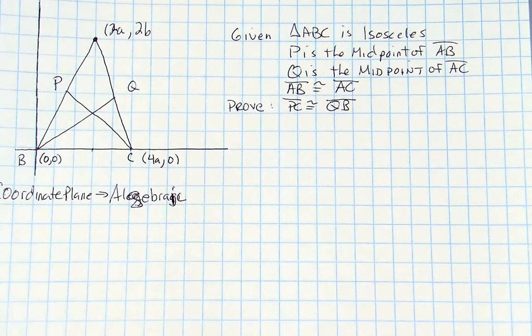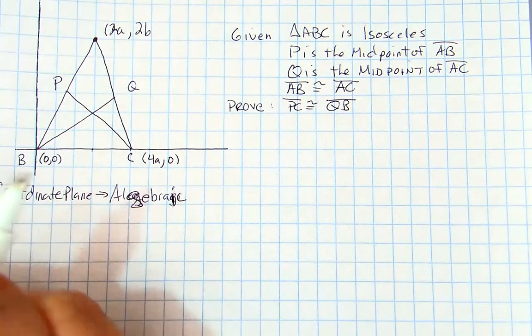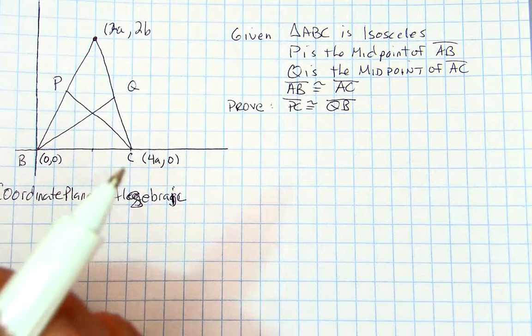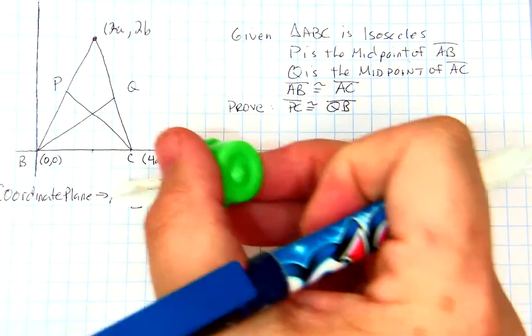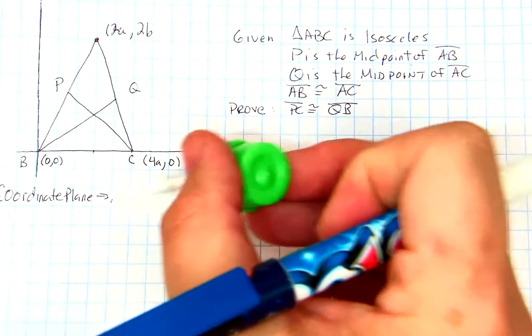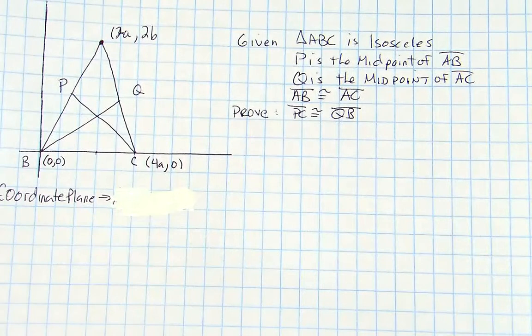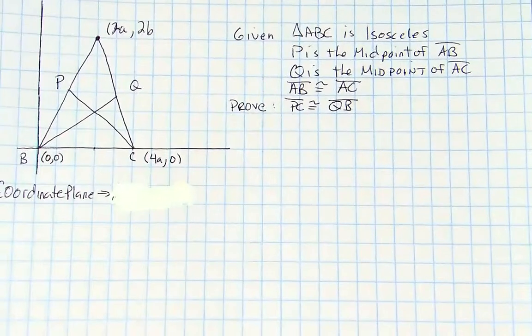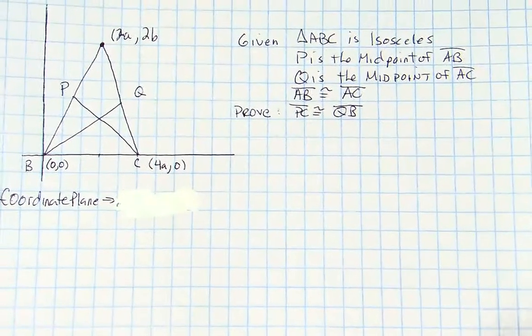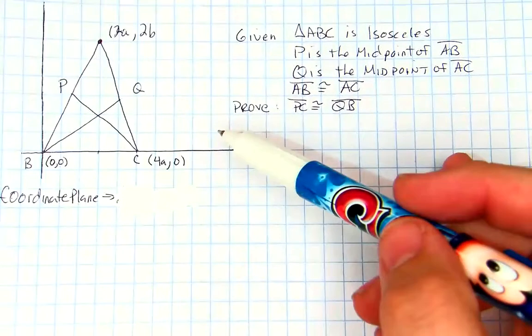An algebraic proof is just using formulas, using not only the characteristics of the shapes, but using formulas like midpoint formulas, distance formulas, Pythagorean theorems, such like that, to solve our problems and to come up with what we need to do here.